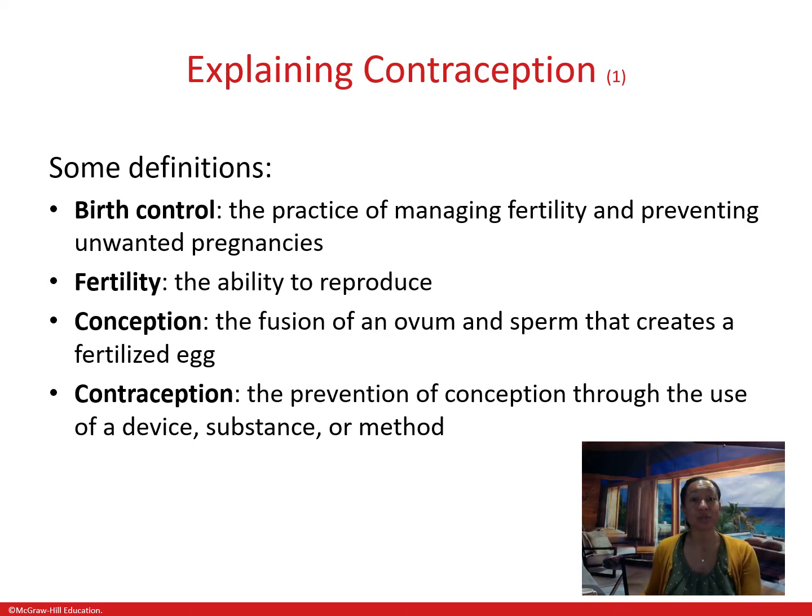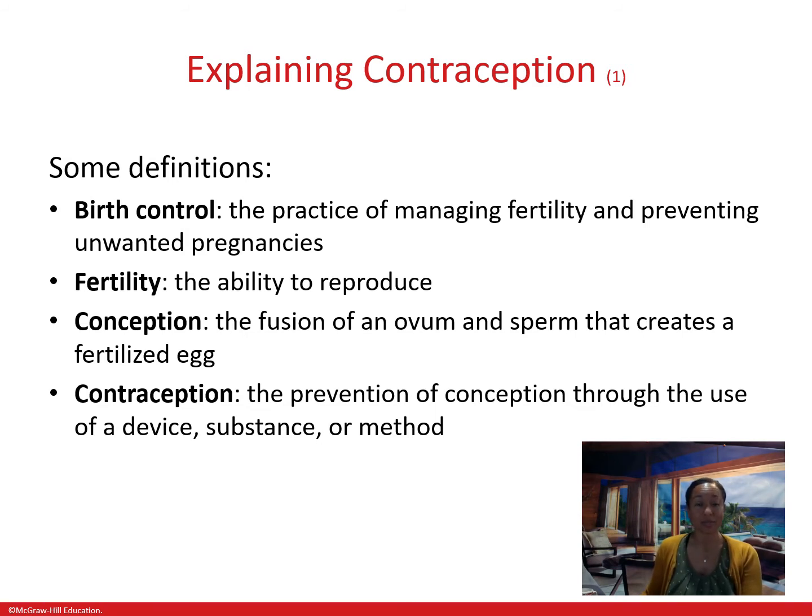So first definition is birth control, and this is any type of practice in which an individual manages their fertility and tries to prevent any unwanted pregnancies. So the most common idea of birth control is the pill, but keep in mind that there's a wide variety of different types of birth controls that can be utilized. Fertility is the ability to reproduce.